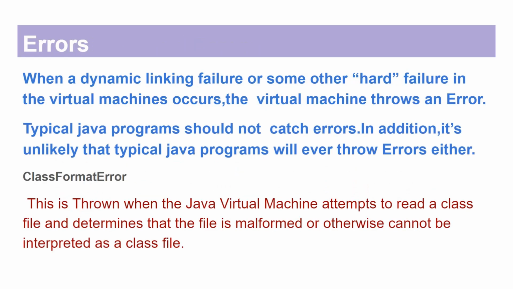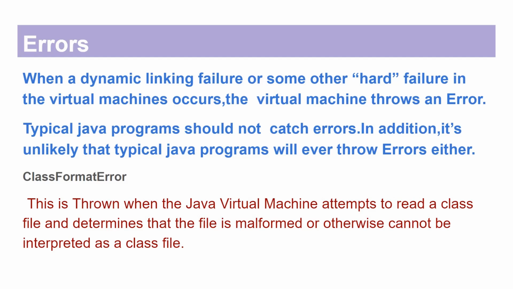Next is errors. When a dynamic linking failure or some other hard failure in the virtual machine occurs, the virtual machine throws an error. Errors can occur when dynamic linking failures or other hard failures, meaning hardware failures, occur in a virtual machine, and the virtual machine throws an error. Typically, Java programs should not catch errors. In addition, it is unlikely that typical Java programs will ever throw errors either.